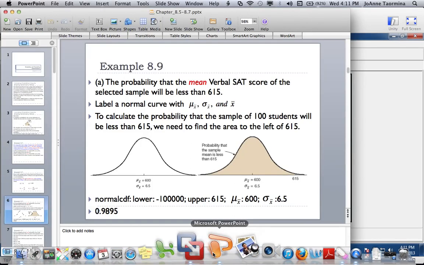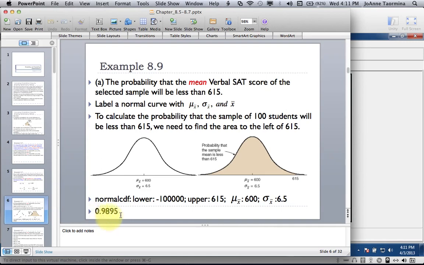So going back to the PowerPoint, 0.9895. So if we were to put this into words, we can say that the probability that the mean verbal SAT score of the selected sample will be less than 615 is 0.9895, or 98.95%.